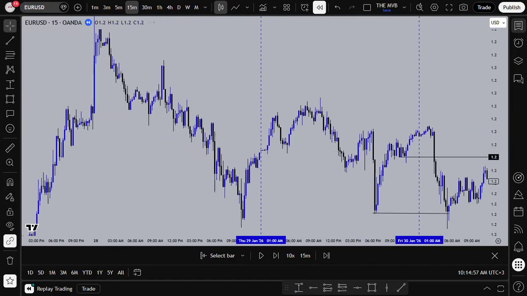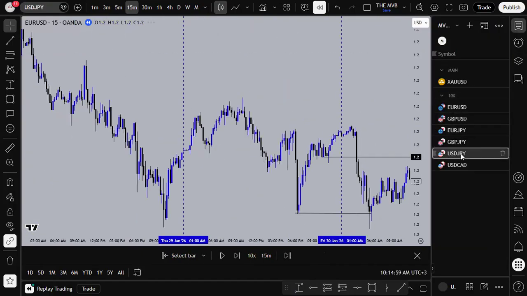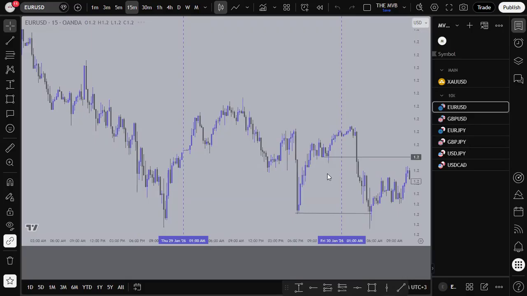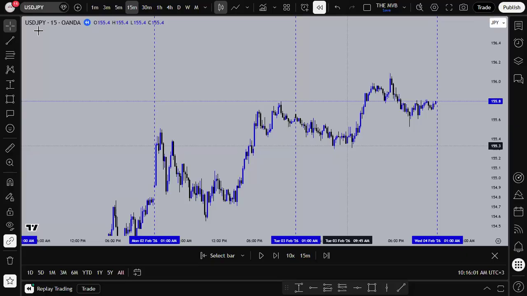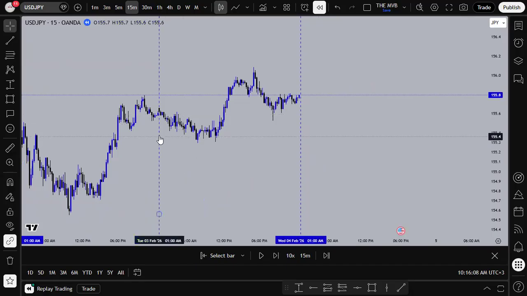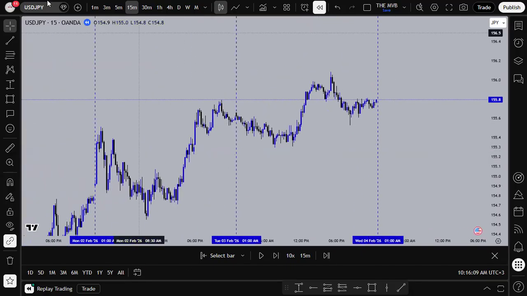Okay, let's see maybe another pair. Okay, let's see another pair. Let us use USDJPY. We have already marked the daily time frame, the daily candles, and this is the price action during the day. This is 15 minutes.